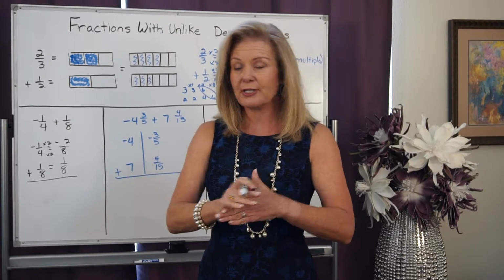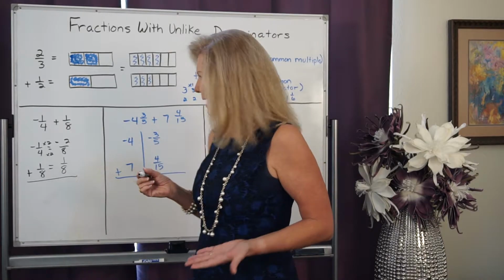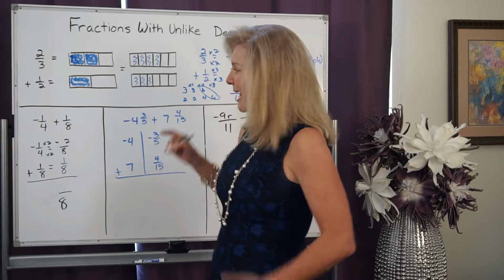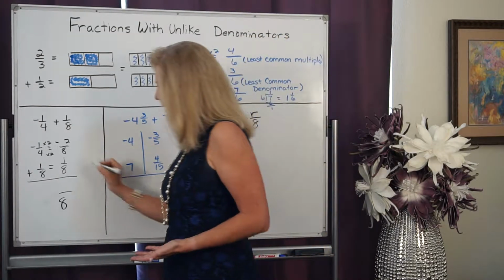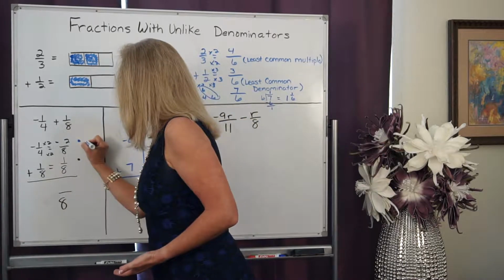Now the colors are different. These are negatives, these are positives, so we have to remember that. But all I have to do is bring down my denominator of 8, and then I think to myself, all right, I've got 1 positive there, and I've got two negatives there.